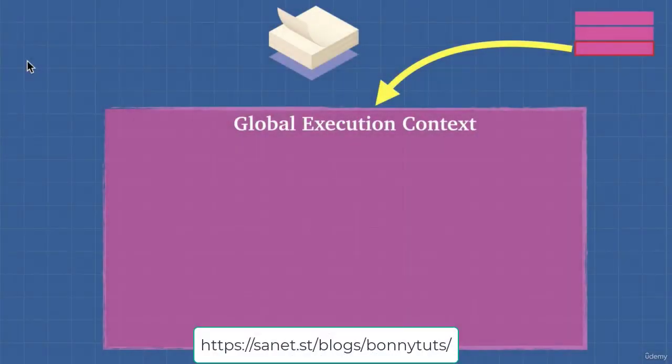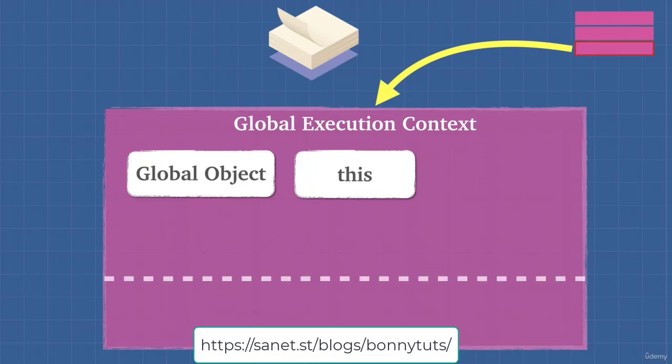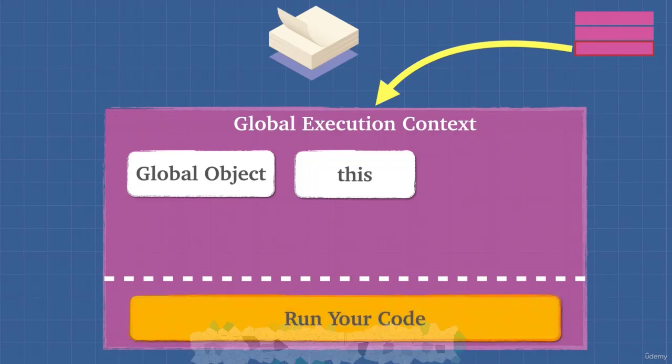Remember this diagram? Well, in this diagram, there is an important piece missing. I told you about the creation phase, that is, when we set the global object and the this keyword, and they equal each other. And then I told you that the second phase, which is the execution phase, is, well, we just run our code. This white line actually divides these two phases.